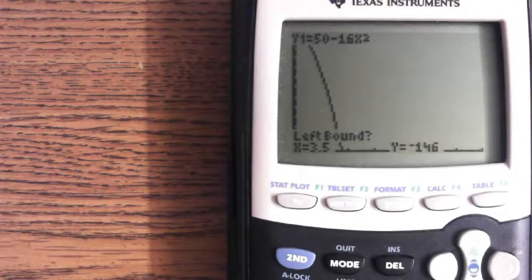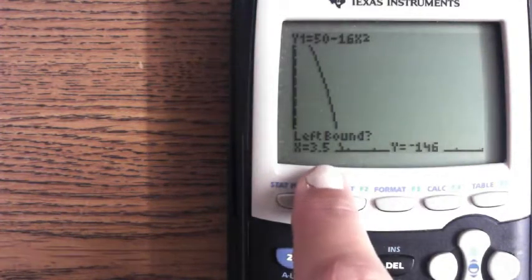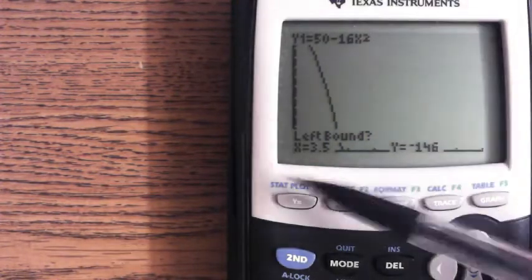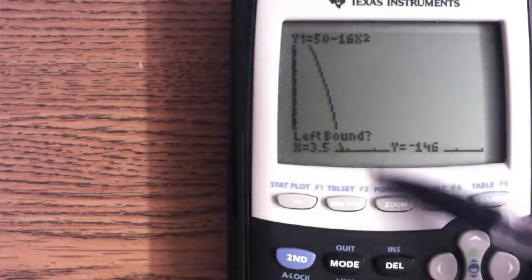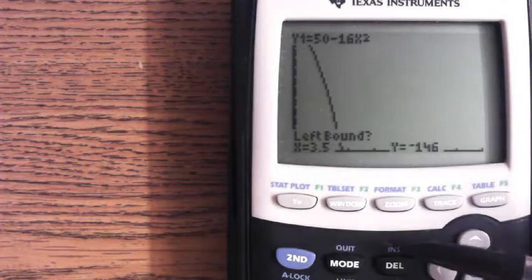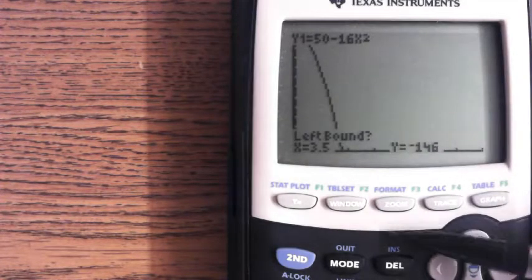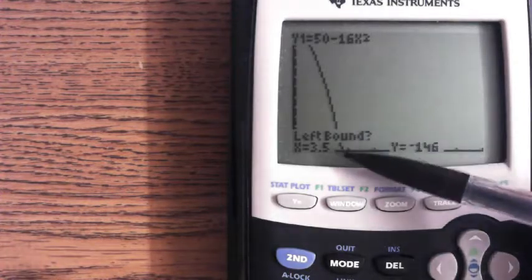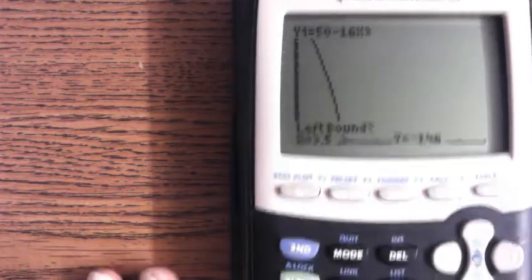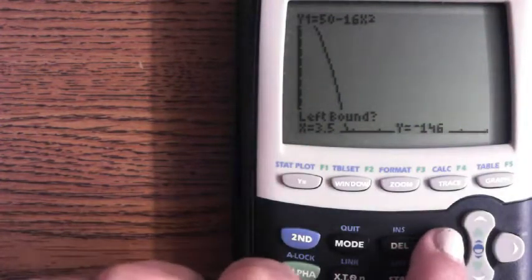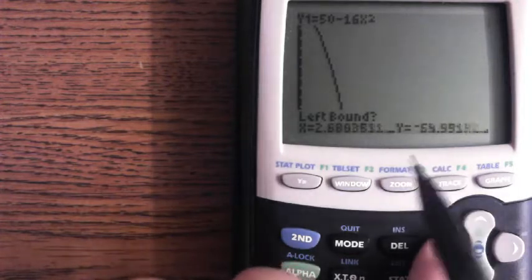And right now, you don't see it, but my cursor is at 3.5, negative 146, which on my graph, 3.5, negative 146 is way down here, right? Technically, the function continues, even though in the context of the problem, the ball doesn't continue dropping. Okay, but it's down here somewhere. It's asking us for left bound because it wants us to bring our cursor to the left of the 0. So knowing that my cursor is currently at this location, which is way off the graph, I'm going to hold this button down or keep hitting it over and over again.